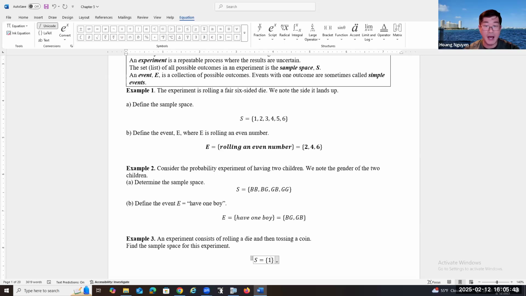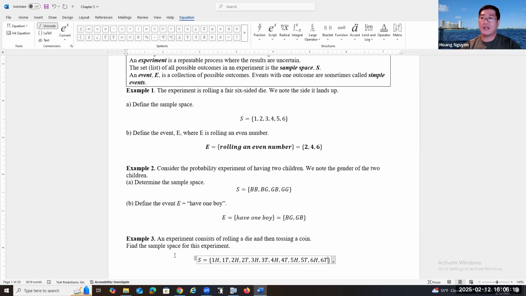So a die could be 1 and head, 1 tail, 2 head, 2 tail, 3 head, 3 tail, 4 head, 4 tail, 5 head, 5 tails, 6 head, and then 6 tail. Okay. So those are the possible outcomes for this experiment of rolling a 6-sided die and then tossing a coin. So we have 12 possible outcomes.